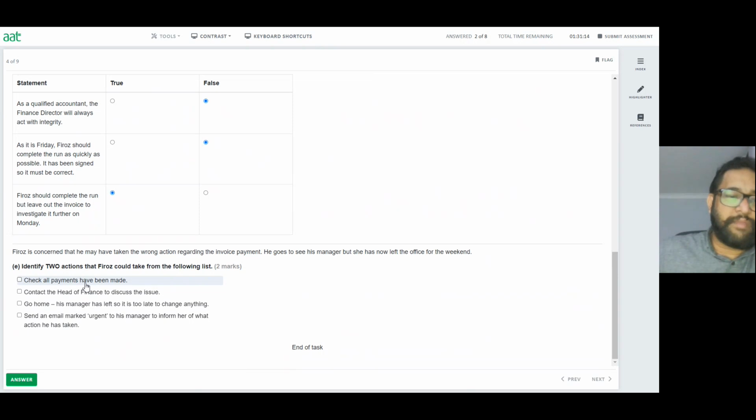Check all the payments have been made. Contact the head of finance to discuss the issue. Go home, the manager has left, it's too late to change anything. Send an email marked urgent to the manager to inform her what action he has taken.